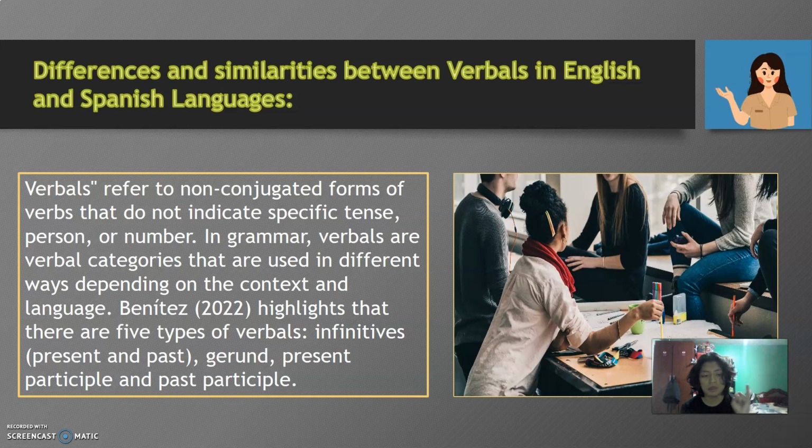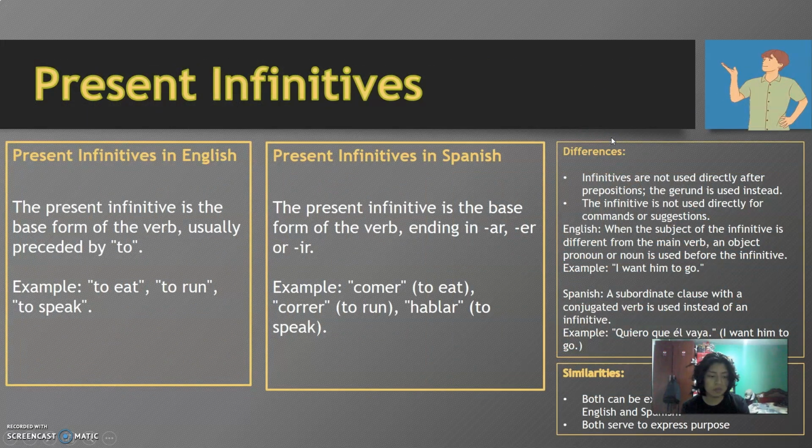We have the present infinitive and past infinitive. We have the gerund, and we have the present participle and past participle. Okay, continue. I want to start with the first part, that is the infinitive, the present infinitive. The present infinitive in English is the base form of the verb, usually preceded by to.